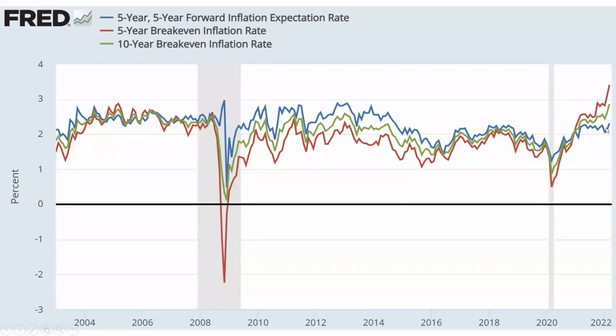And this is headline inflation, right? It's not core inflation. Right. So right now, I wouldn't say inflation expectations are de-anchored. People are still thinking that there's going to be a big bump in inflation in the next couple of years, but that it'll revert back to its old mean after that.